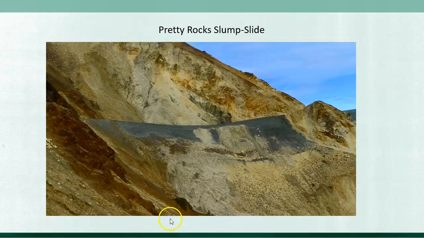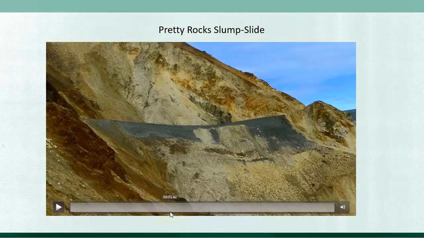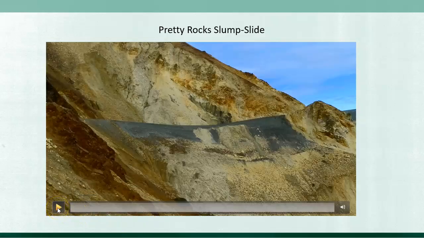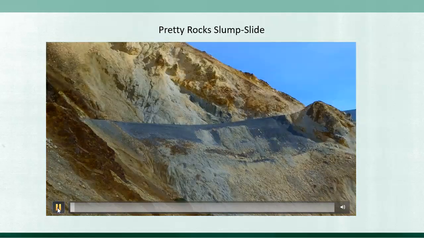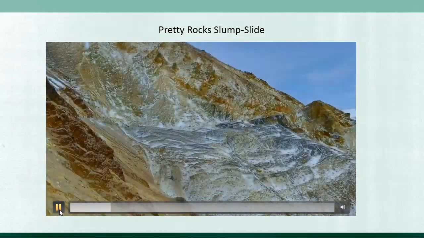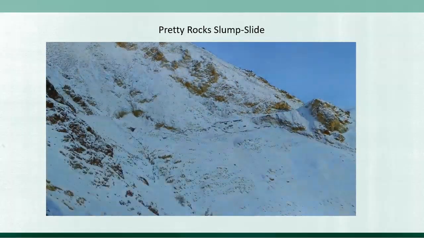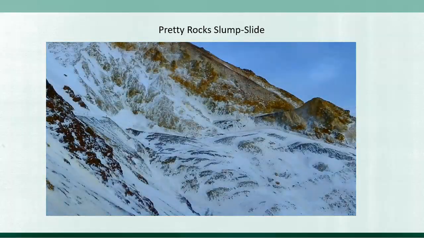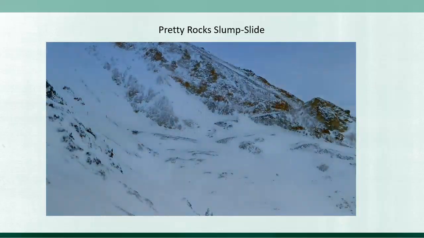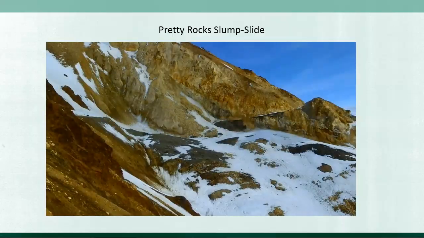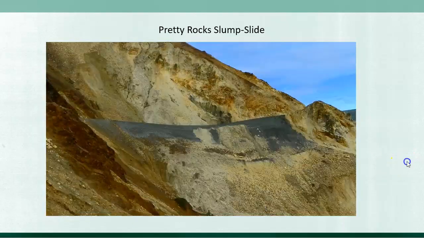This is a video that shows a slow but still dramatic slump slide that occurred in Denali and is the reason why the Denali Road has been closed for such a long period of time. It's taken a lot of time. It's not as fast as a major landslide, but it's not as slow as soil creep either. We can see it developing over time.